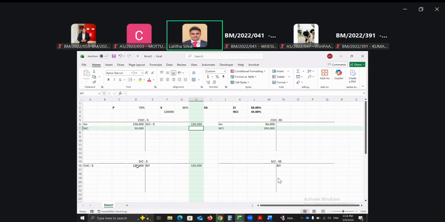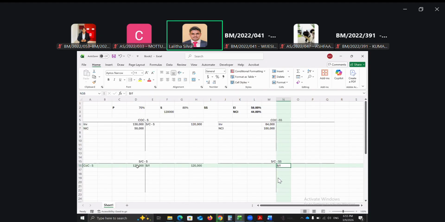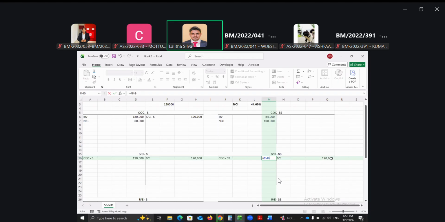Okay. Then we take the brought forward balance of the stated capital of SS. The brought forward balance of the stated capital of SS is 120 million, again the same amount, 120 million. Stated capital account debit, COC of SS, 120 million. Then COC of SS, stated capital of SS, credit, 120 million. Okay.